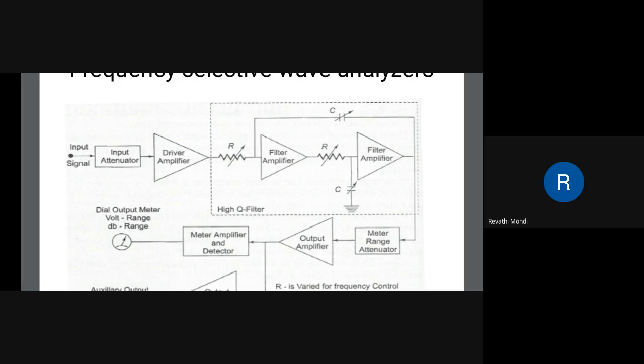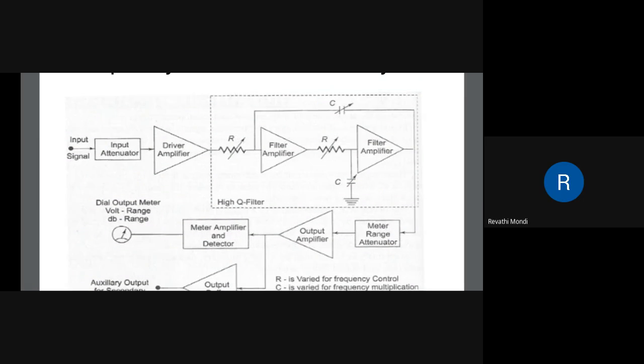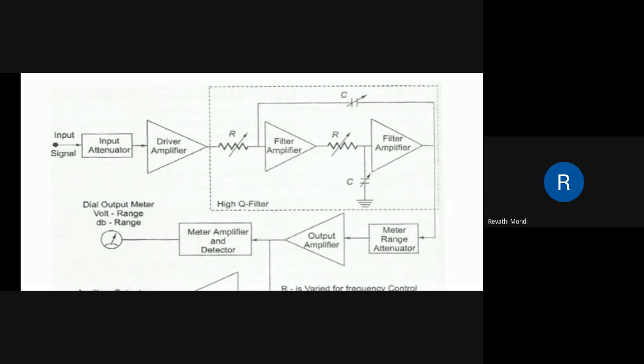After that we have to give it to the filter amplifiers, the RC filter amplifiers. That filter is known as the high Q filter. After the driver amplifier, a fixed frequency signal is applied to the high Q filter. So this filters the original signal. We need some particular range of frequencies only, so this high Q filter filters only the wanted range of frequencies.